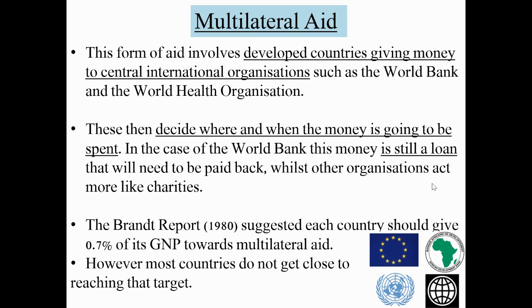Multilateral aid. This type of aid involves developed countries giving money to central international organisations like the World Bank and the World Health Organization. WHO is one we see in the news at the moment. So they will pay X amount of money to, let's say, the WHO. The WHO would then decide where and when the money is going to be spent. With the WHO, we've seen in the news recently, Donald Trump is saying he will not give the WHO this type of multilateral aid for them to spend as they want, because he, for whatever reason, no longer trusts them. Okay, rightly or most likely wrongly.